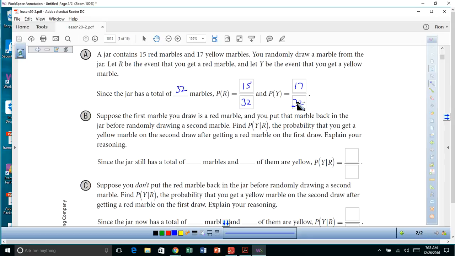Suppose the first marble you draw is a red marble, and you put that marble back in the jar before randomly selecting a second marble. Find the probability of Y given R, the probability that you get the yellow marble on the second draw after getting a red marble on the first draw. Explain your reasoning. Since the jar has a total of 32 marbles and 17 of them are yellow, the probability of yellow given red would be 17 over 32.